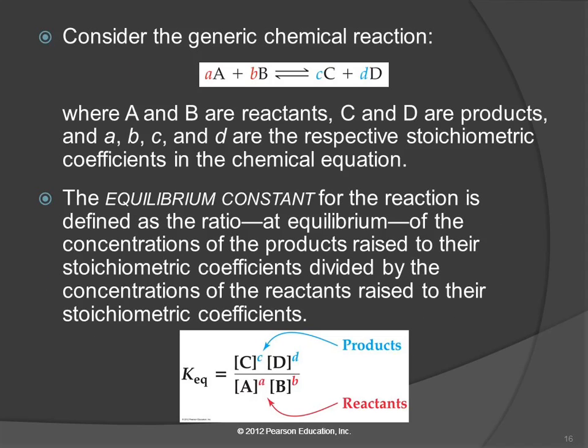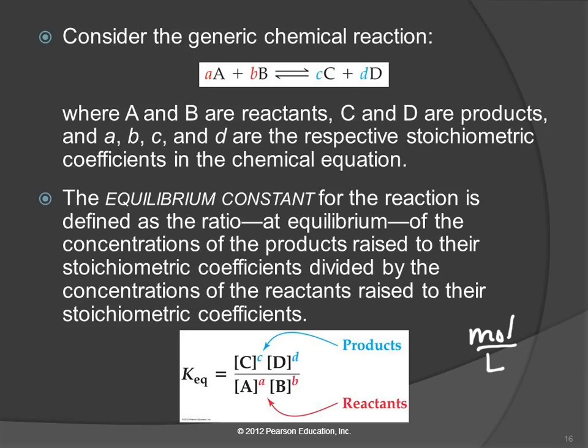and products. So if we look at this generic chemical equation, where we have aA plus bB in equilibrium with cC and dD, and we're using the lowercase letters a, b, c, and d as the coefficients to balance the equation. The equilibrium constant is the ratio at equilibrium of the products. So here we have the products, C and D, and putting those in brackets means the concentration in moles per liter.